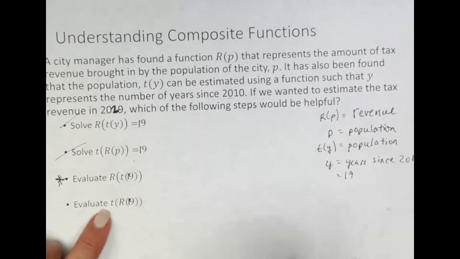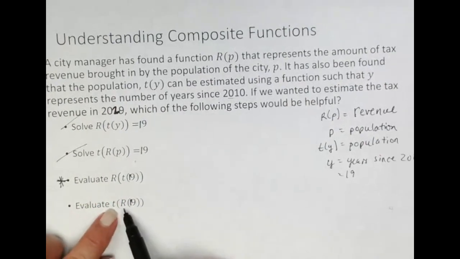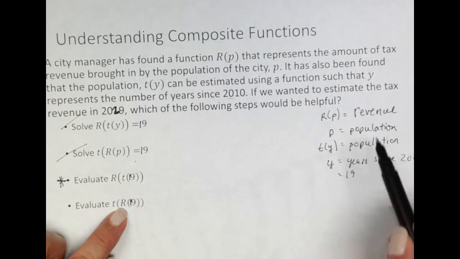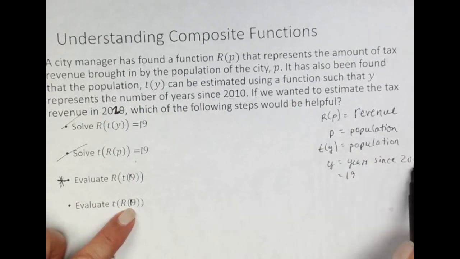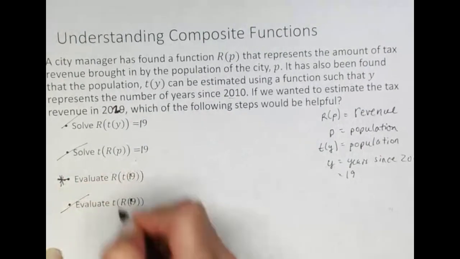What about this last one? Just to make sure, evaluate T of R of 19. R of 19, well, revenue is expecting population as its input, not the number of years since 2010. So that one clearly is not it.